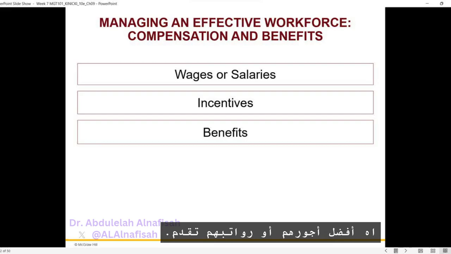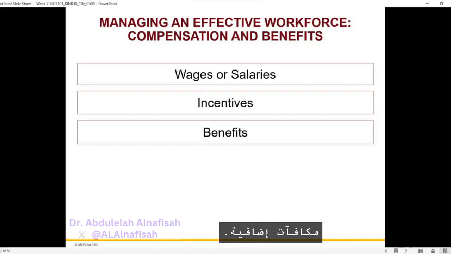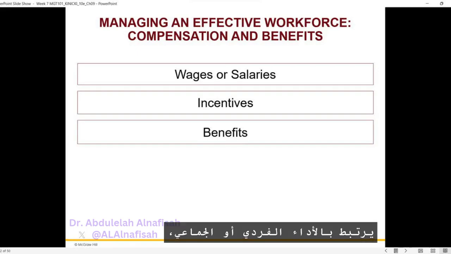Wages or salaries provide a base pay that acknowledges the value of employees' work and ensures a fair exchange for their efforts. Incentives, such as commissions, bonuses, profit-sharing plans, and stock options, provide additional rewards tied to individual or team performance, encouraging employees to go above and beyond in their work. Benefits enhance employees' financial security, well-being, and work-life balance, which can contribute to their motivation, loyalty, and overall job satisfaction.